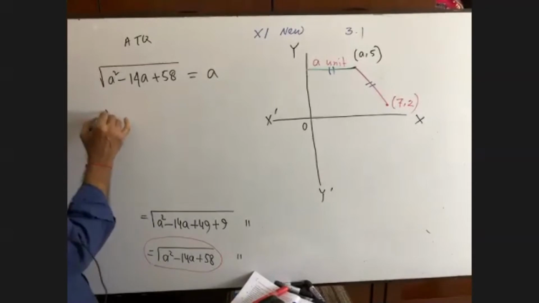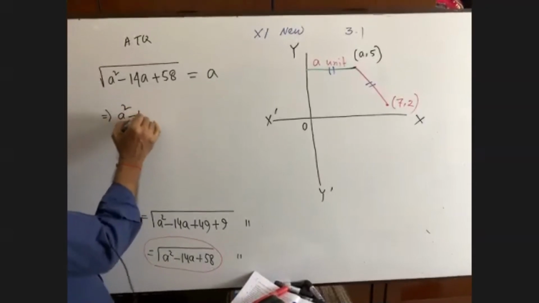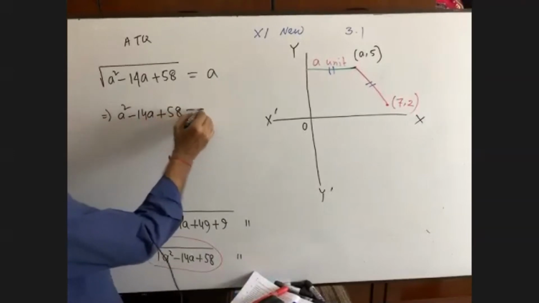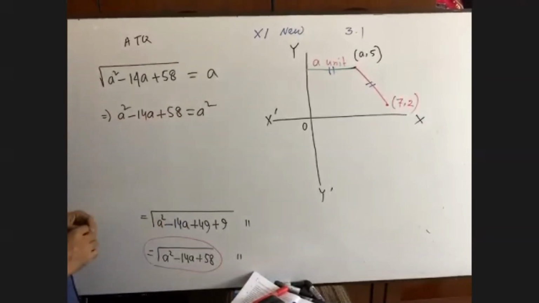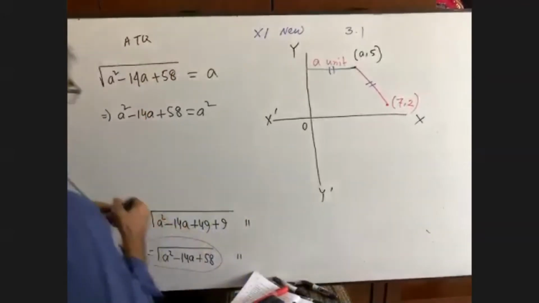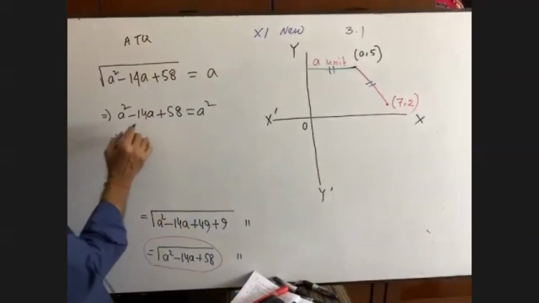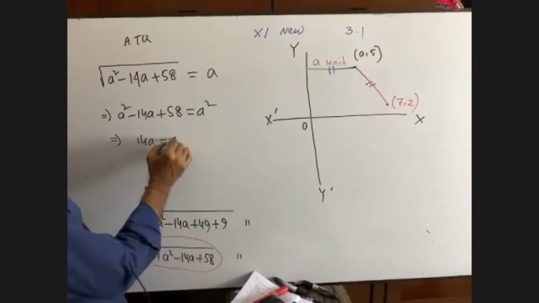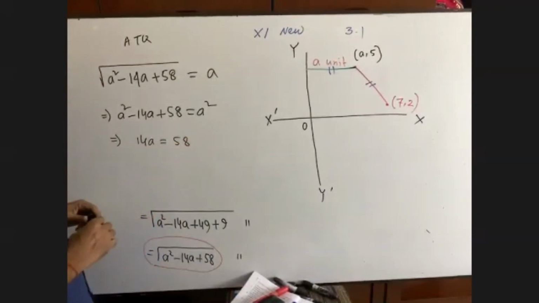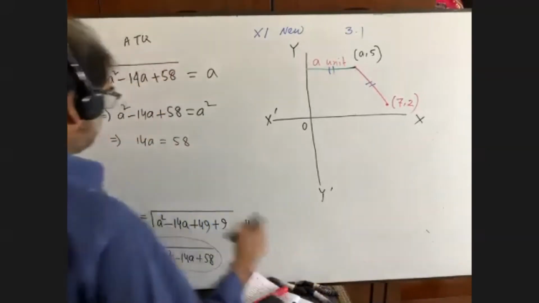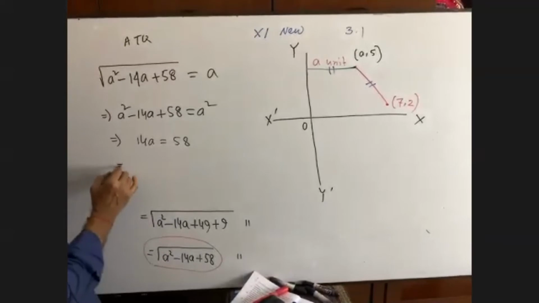a square minus 14a plus 58 is equal to a square, by squaring both the sides. Now we can get 14a is equal to 58. So a equals to what?